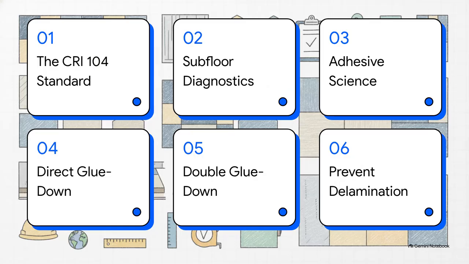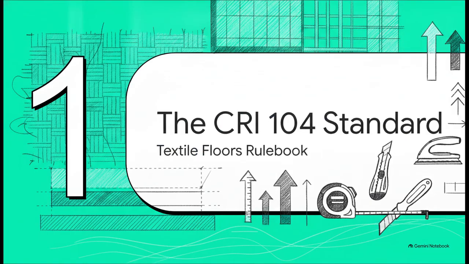So here is our masterclass agenda for today. We'll start with the CRI 104 standard, move through subfloor prep and diagnostics, tackle adhesive science and selection, break down direct glue-down mechanics, look at double glue-down installations, and finally we'll wrap up with preventing carpet delamination. Let's get right into Section 1, the CRI 104 standard, the rulebook for textile floors.